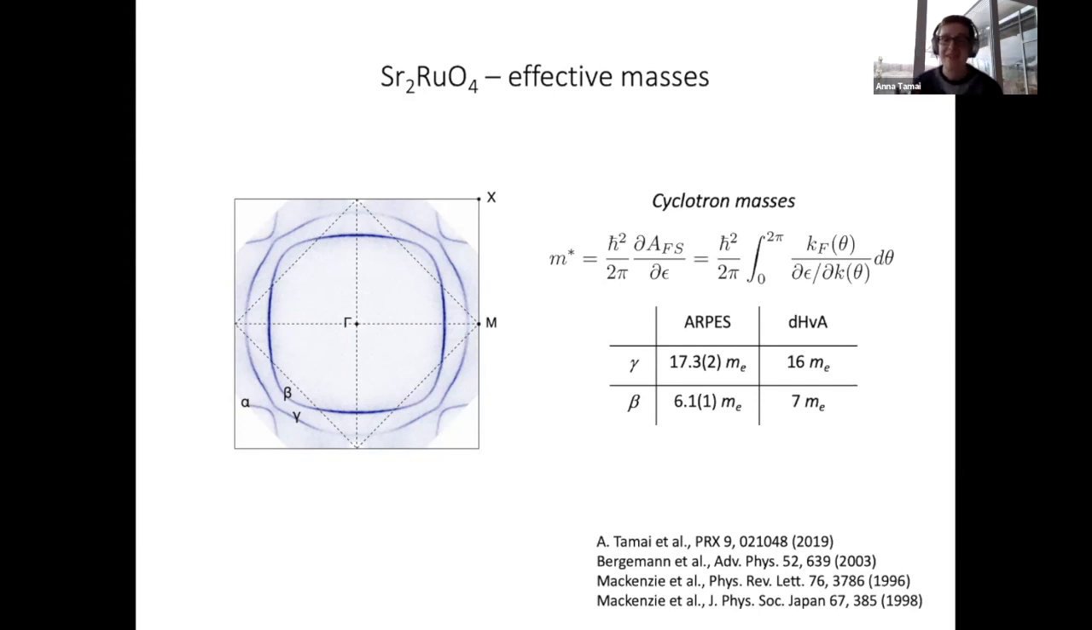Normally ARPES groups measured the Fermi velocities along the two high symmetry directions, then came up with some assumption to produce the cyclotron mass, and the numbers never actually fit well with quantum oscillations. If you make use of this complete data set, you actually find that the two are in very good agreement, which also makes us very confident that what we see is the bulk electronic structure and not some surface states.